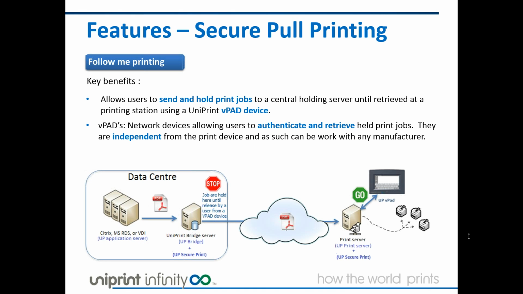At that point, the jobs are tagged with a destination printer. The VPAD gives you a list of printers you can release to, and the jobs are sent over. If additional security is required, we can also implement a PIN code structure as well. So when you've identified yourself and you've selected the jobs you want to release, the additional security of requiring a PIN code is required.